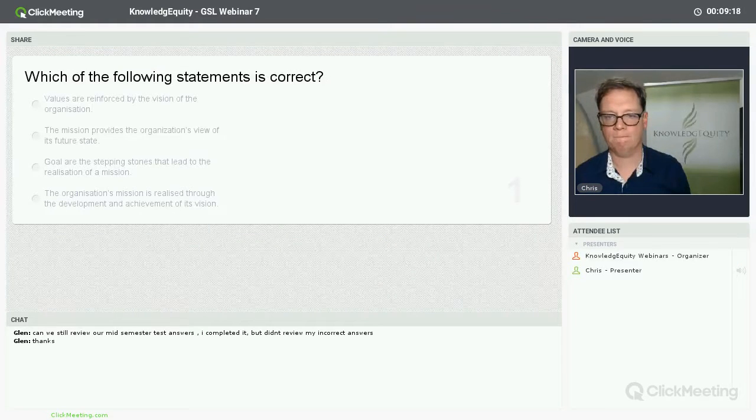Which of the following statements is correct? I cannot remember whether we did this previous week or not. Do it anyway. Go for it.